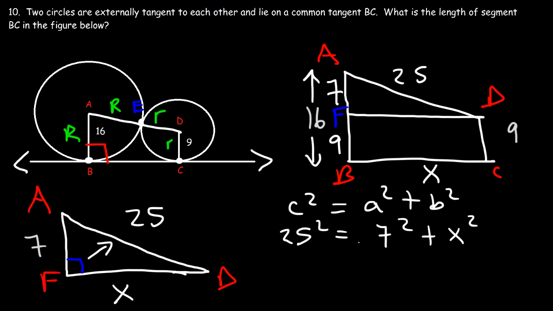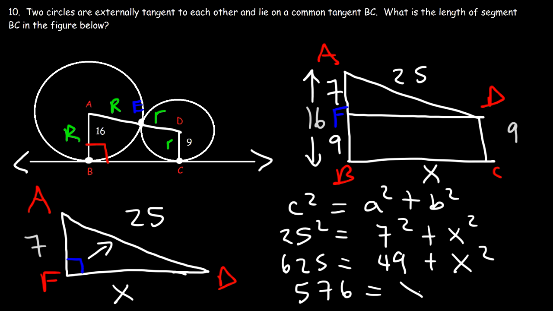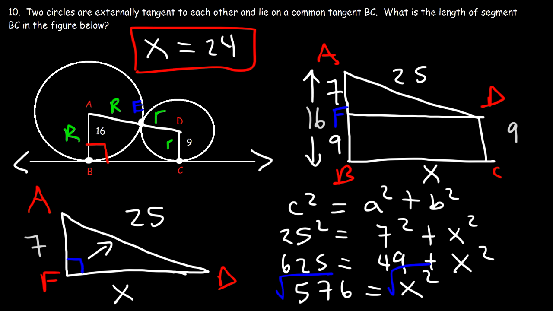25 squared is 625, and 7 squared is 49. Now 625 minus 49, that's 576, and so that's equal to x squared. Now we need to take the square root of both sides. The square root of 576 is 24, and so x is equal to 24. So that's the length of segment BC. It's 24 units long, and so that's the answer for this problem.